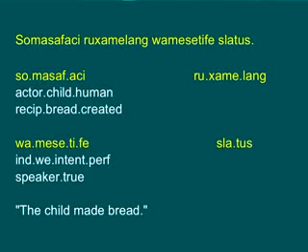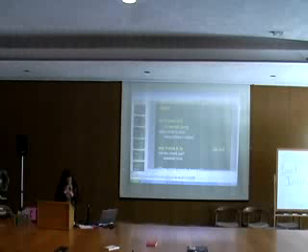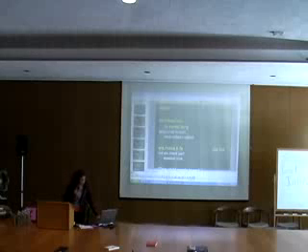I'll read it. It's so masafasi ruhamelang wames dihues latus. So in this case, it's the child made bread. So in this, the important part here is ruhamelang instead of ruhamemen. And so lang is created. So the emphasis is that the bread is a created thing rather than is food. So the verb in the translation then becomes make rather than eat. So that's how those sorts of distinctions are made. And so, yeah, here's the next example.